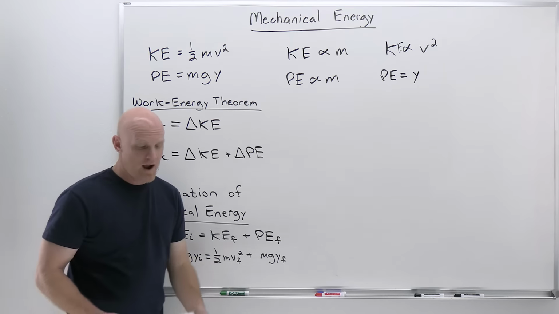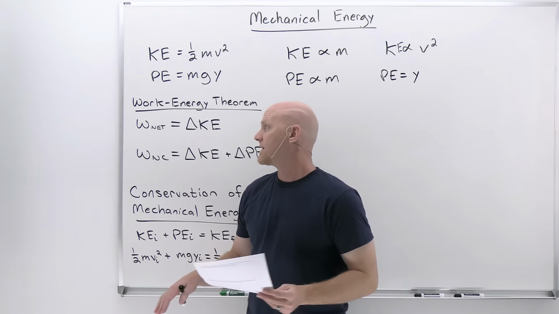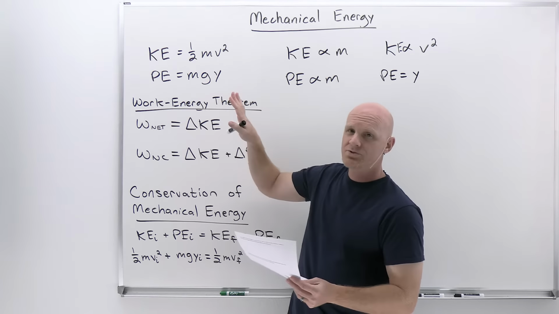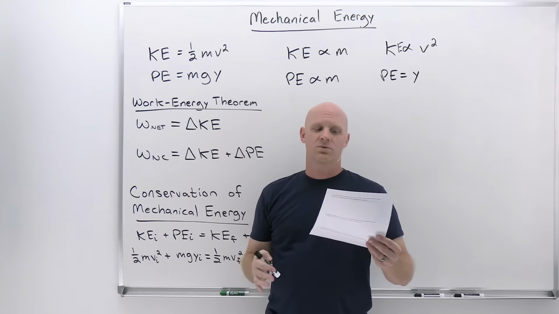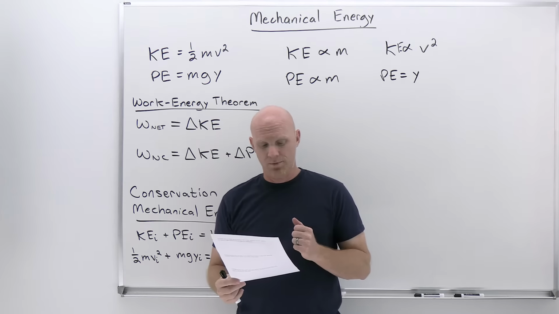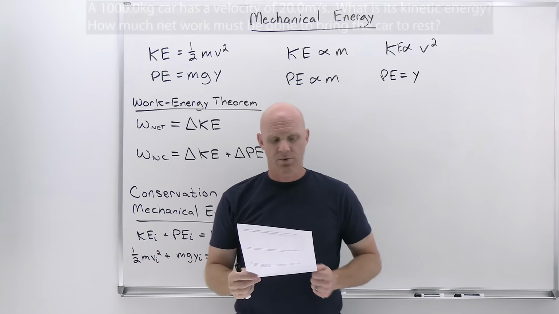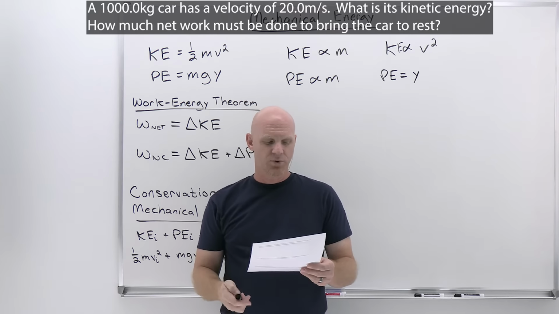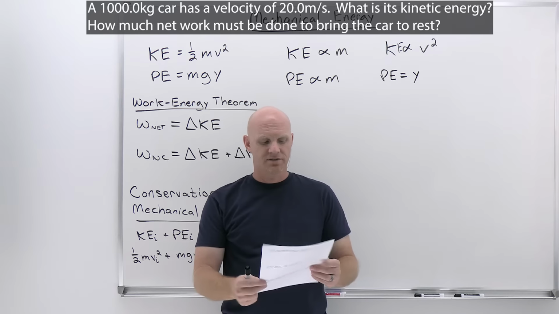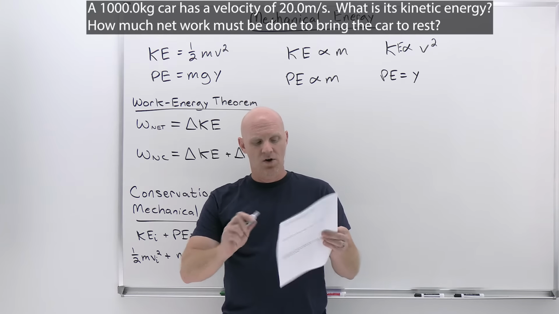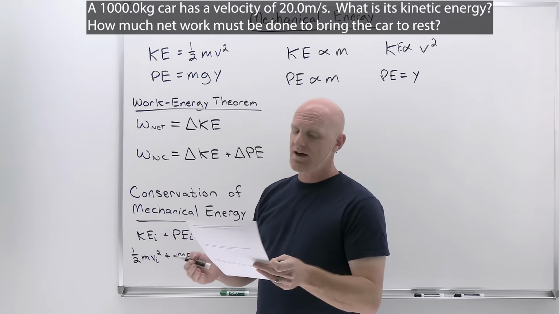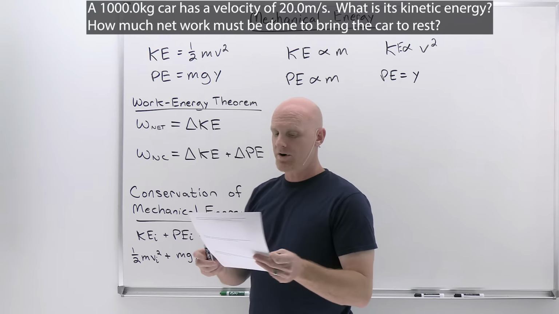All right, and now we're ready to present some problems. So we've kind of set up a conceptual framework, introduced some equations, and now we're ready to do a random assortment of problems that are going to give examples of all of these. So we'll start with the first one. A 1,000.0 kilogram car has a velocity of 20.0 meters per second. What is its kinetic energy, and then how much net work must be done to bring the car to rest?